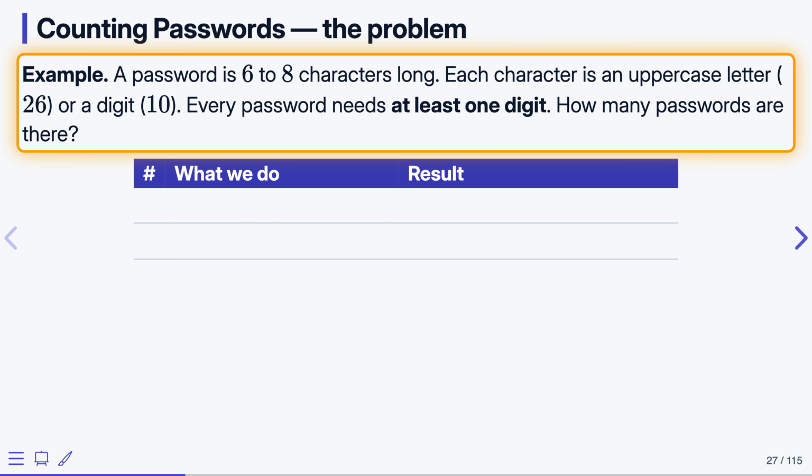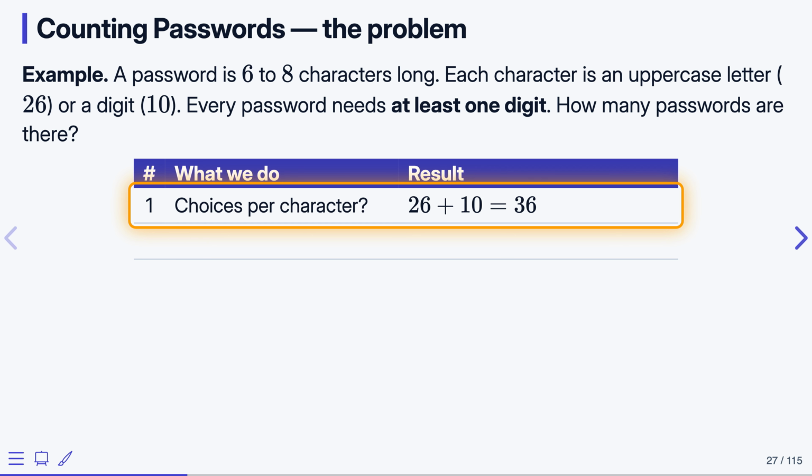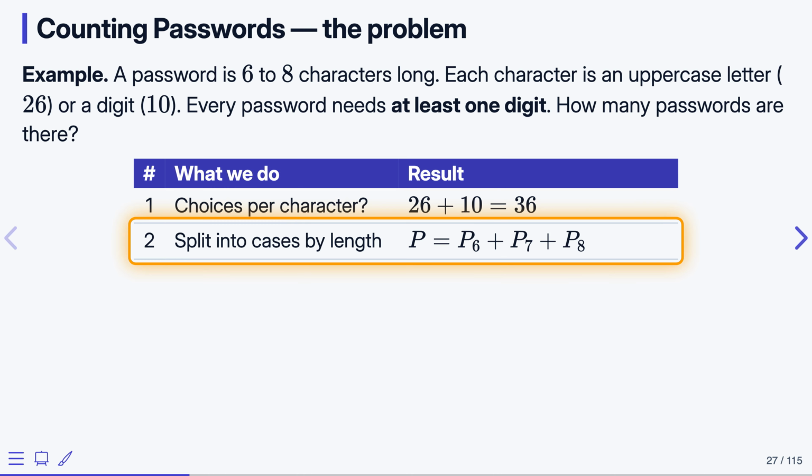Now a longer example. A password is 6 to 8 characters long. Each character is an uppercase letter or a digit, and every password must contain at least one digit. Step 1. Count the choices for one character. 26 letters plus 10 digits is 36. Step 2. Split by length. A password has length 6, 7, or 8, and never two of these at once. So by the sum rule, the total P is P6 plus P7 plus P8.